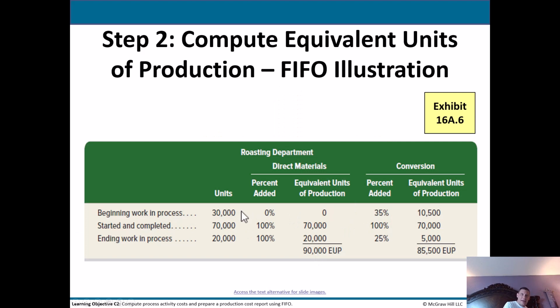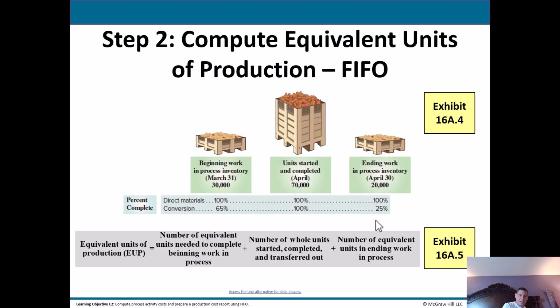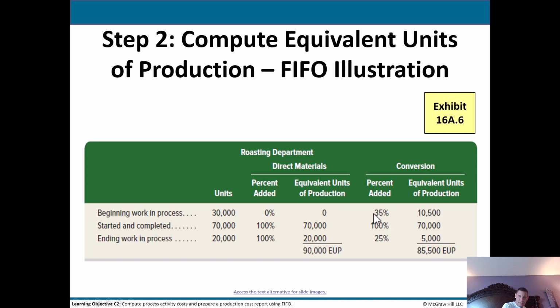So for the 30,000 units, we didn't need to add any materials, because they were already 100% done. They did need to add 35% conversion. If you're wondering where that 35% comes from, the beginning inventory was 65% complete already. So think of that as they needed to do another 35% to get them done. So there's your 35% there. Started and completed would obviously be 100% for both.